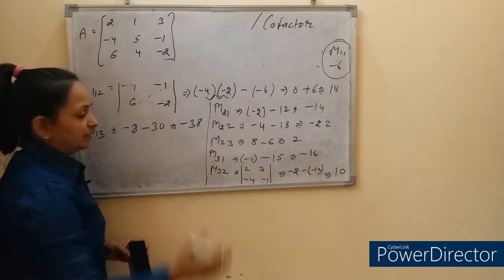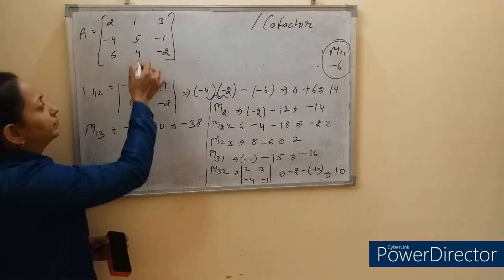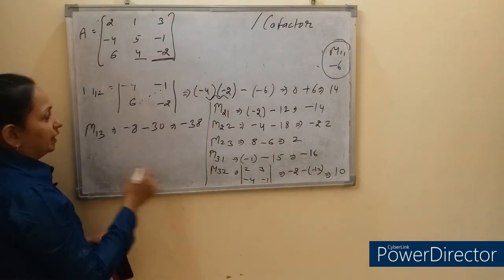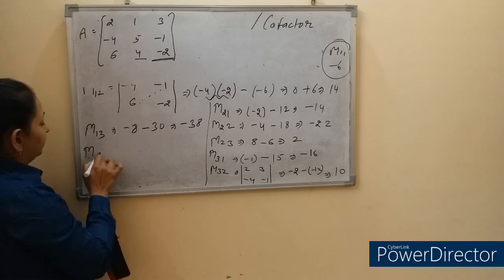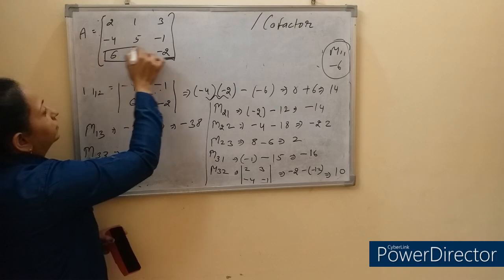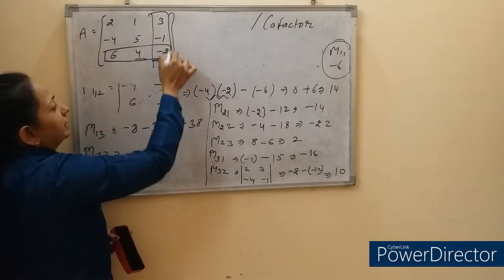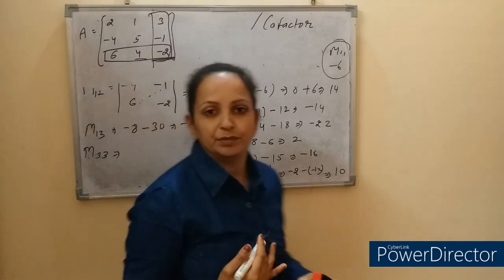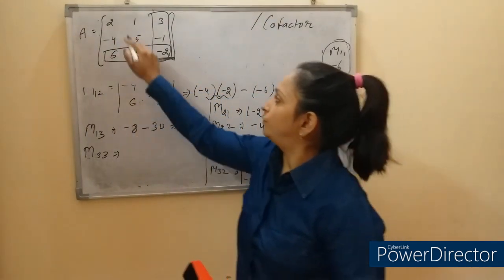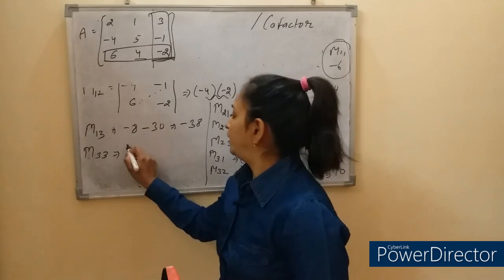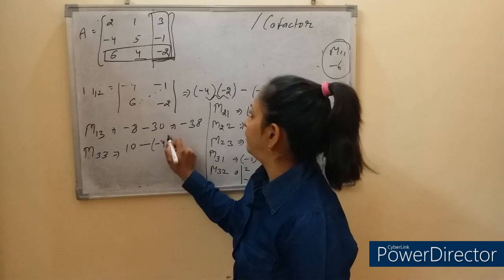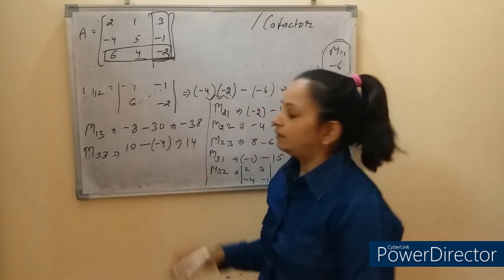Okay, so we have done till M32, that means we have found the minor of this element. In the same way, you can find the minor of that element, that is M33. M33 means I will eliminate my third row and my third column and find the determinant of the remaining elements, that is 2, 1, minus 4 and 5. To find the determinant, I will multiply 2 and 5, that is 10, and with a negative sign I will write minus 4. So it will give me a 14.